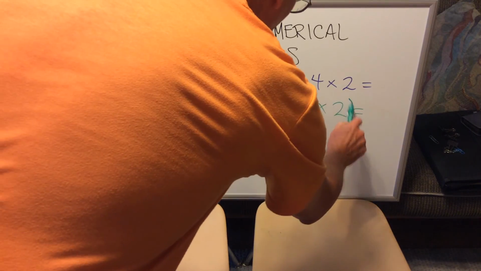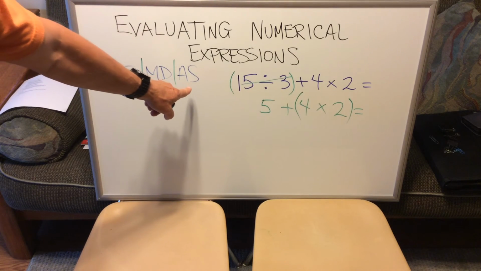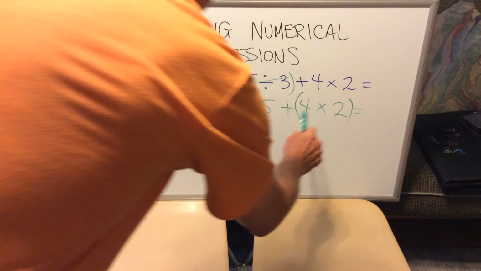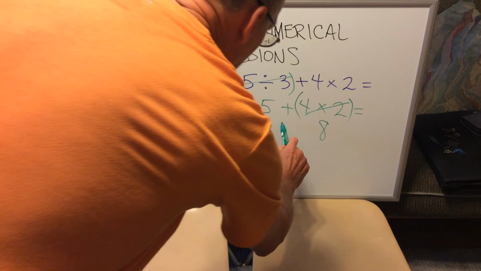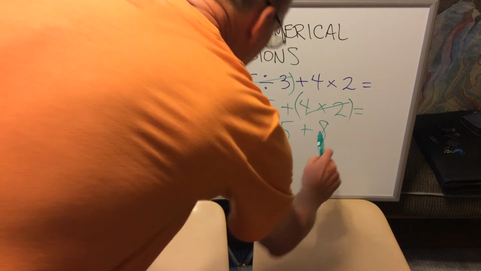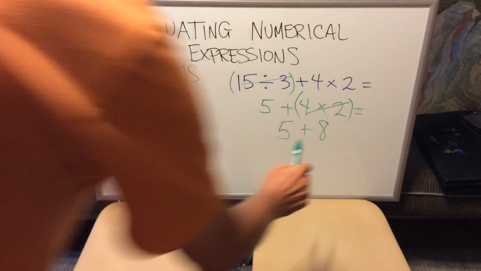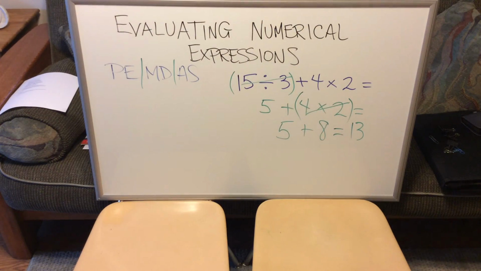So now I do my multiplication next. It comes first before the letter A here. That stands for addition. 4 times 2 is 8. I've done that part of the problem. I bring down the remainder of my problem. The only operation that I have left in this expression is addition. So I finish the 5 plus the 8, and that equals 13.